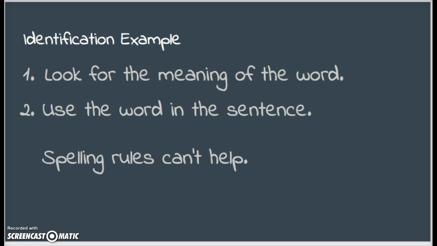And then to identify the meaning, it's smart to use the word in a sentence or look at the context clues. And spelling rules can't help you because homophones are often pronounced the same way. Well, they are pronounced the same way.